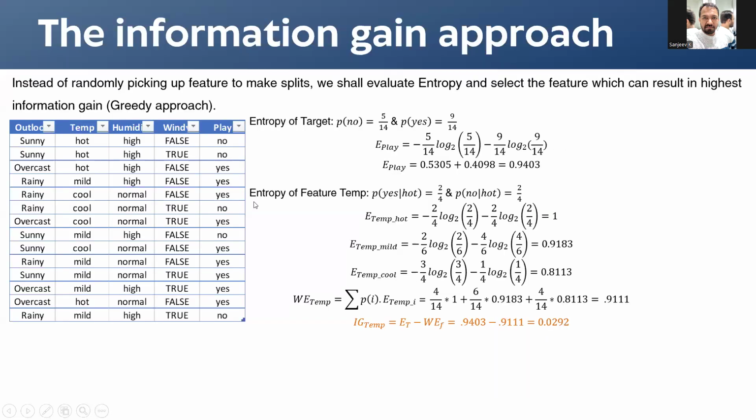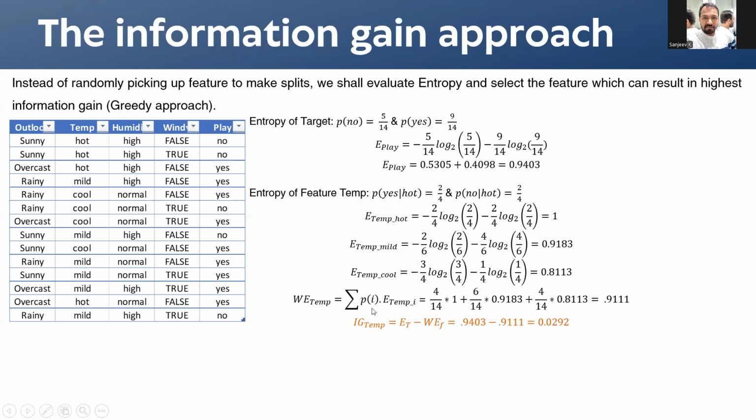So what would happen is if I take cool, I calculate the probability of going to play given that it is cool. So the probability is 3 by 4. Given that it is already cool, my probability will change: 3 by 4 into log 3 by 4, minus 1 by 4 into log 1 by 4. This is the same entropy formula, but because I want to give weightage to the target column, I'm going to calculate given it is cool, given it is mild, given it is hot. Then I get these values: 1, 0.9183, 0.8113.